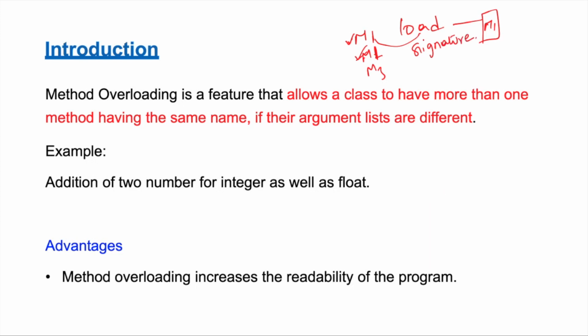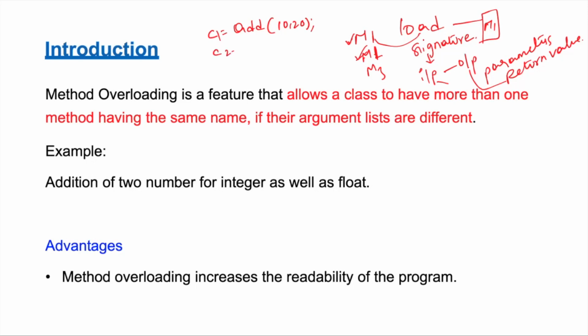Now what is there in a signature? In a signature we have input and output. What is input? Input is the number of parameters, and output is a return value. For example, there is a method with the name add of 10 comma 20. So c is equal to that, c is returning one integer value. I have the same c1, c2. Add of 10 comma 20 comma 30. Now you can see the difference here. In the signature we have a difference.